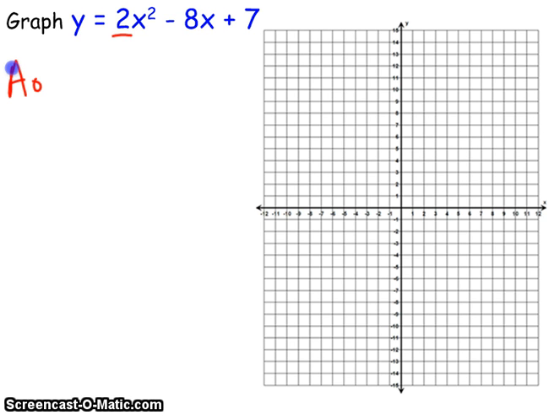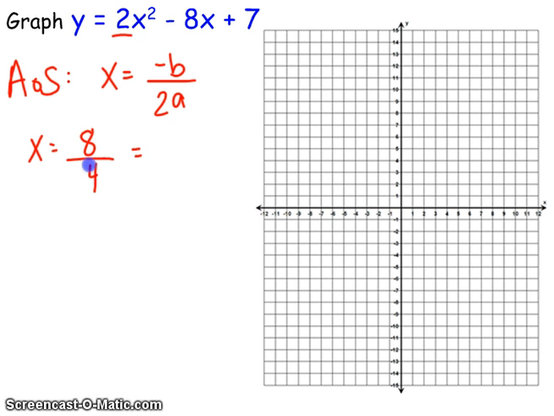So we learned that the axis of symmetry, it's a vertical line, so it's x equals, and it comes from negative b over 2a. So in this case, we would have x equals negative b, or the opposite of b, is negative 8, which is just positive 8, divided by twice a, and a is 2, so 2 times 2 is 4. So our axis of symmetry is at x equals 2.